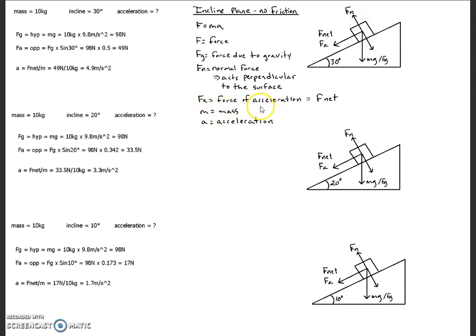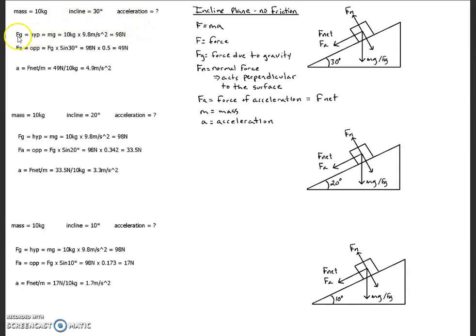Fa is the force of acceleration, which is the F net. M is mass, and A is acceleration. So if we have a mass of 10 kilograms on an incline of 30 degrees, what is the acceleration? And that's what we're going to be calculating here.